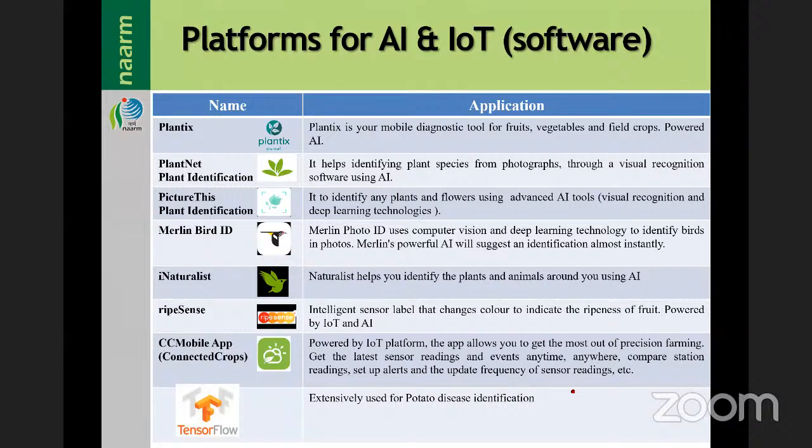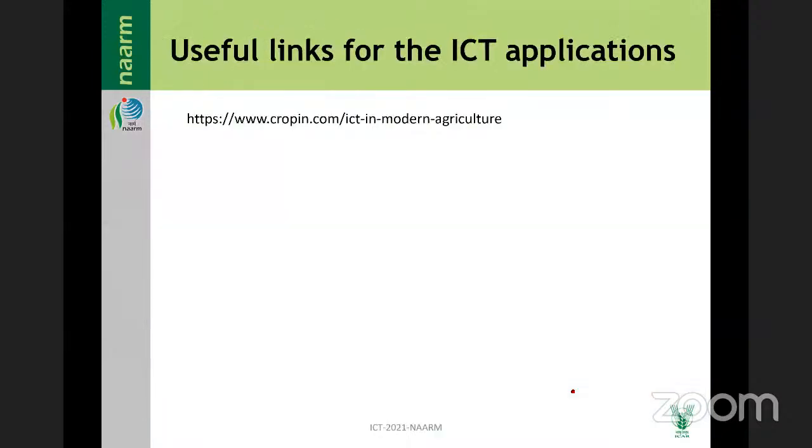So these are some of the ICT applications. Why I'm talking about this is because these are the latest trends in ICT. If you do not have them, you can open and see them. It will be good, all the tools. Next is a useful link for ICT applications: cropin.com. If you search ICT in modern agriculture, you go to cropin.com. You get all the information about this. You click these things.